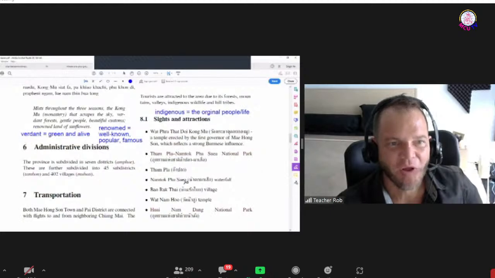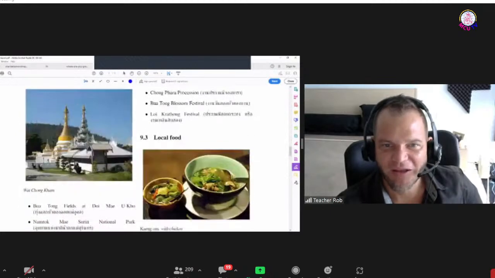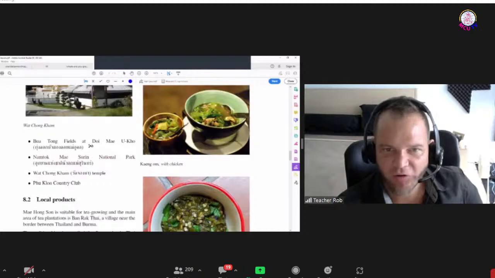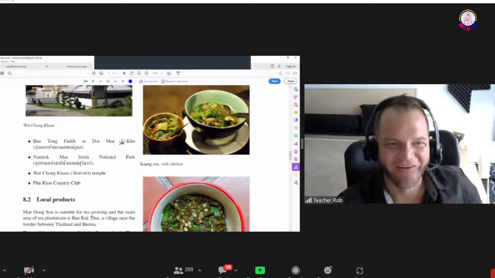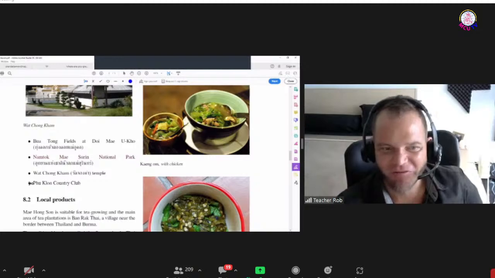Here's a few more. Bua Tong Fields at Doi Mae, is it Uko? So you'd say that? Nam Tok, or is it Yuko? Mae Uko. Oh, there we go. Nam Tok Mae Surin National Park, Wat Chong Kham Temple, Pu Klon Country Club. That must be like a golf club up there.